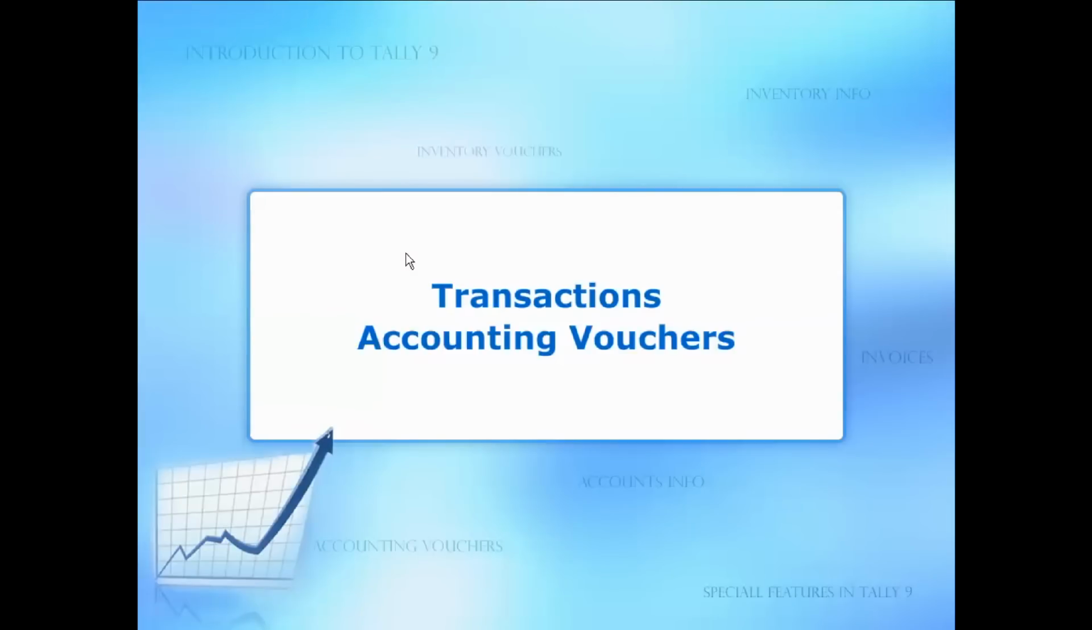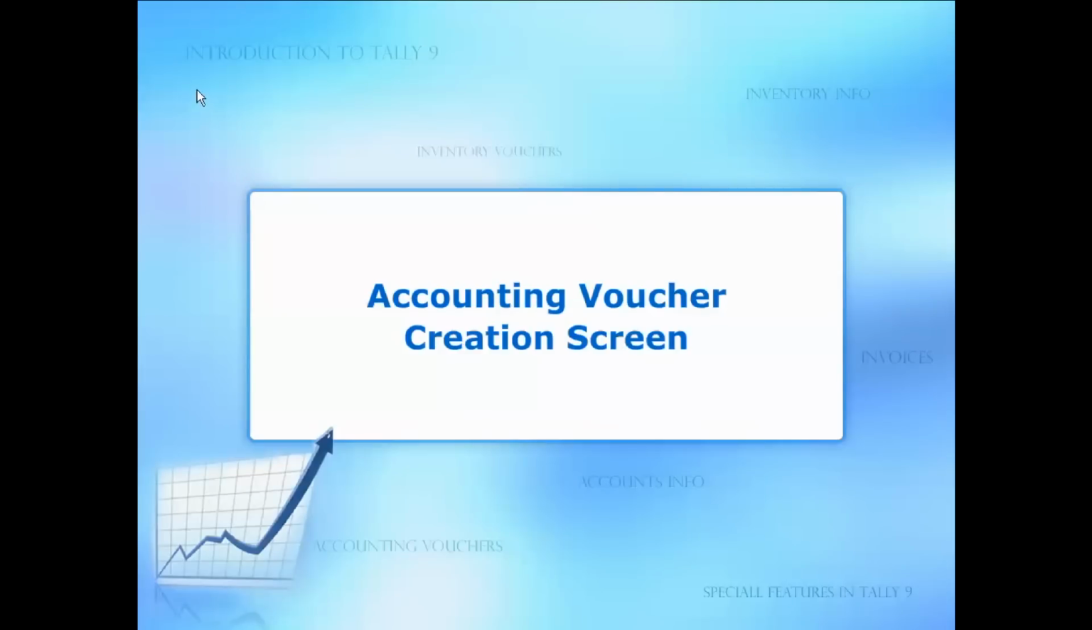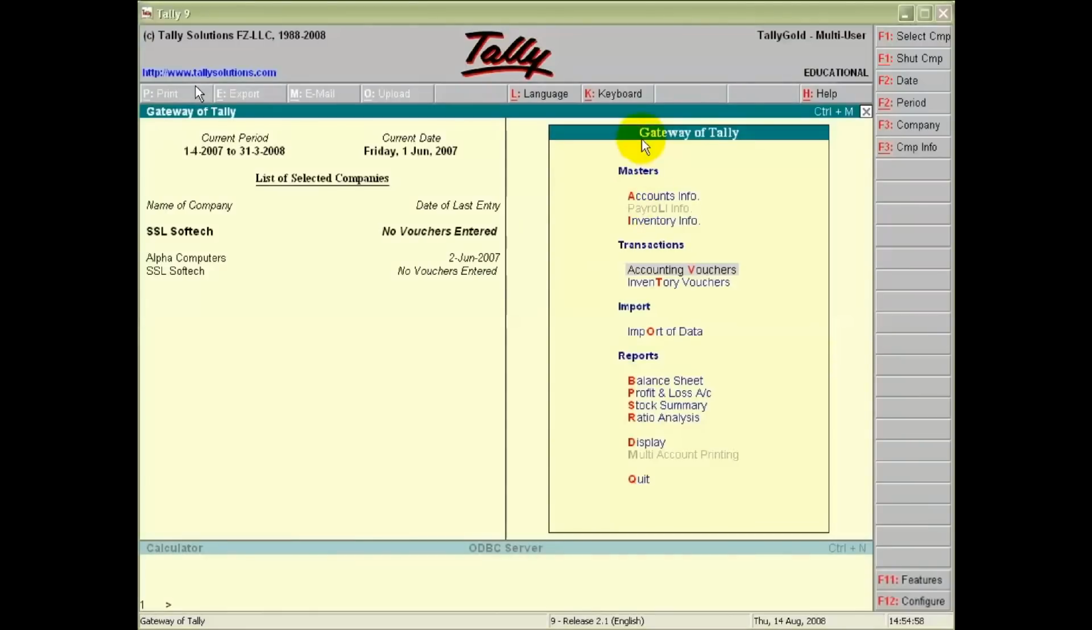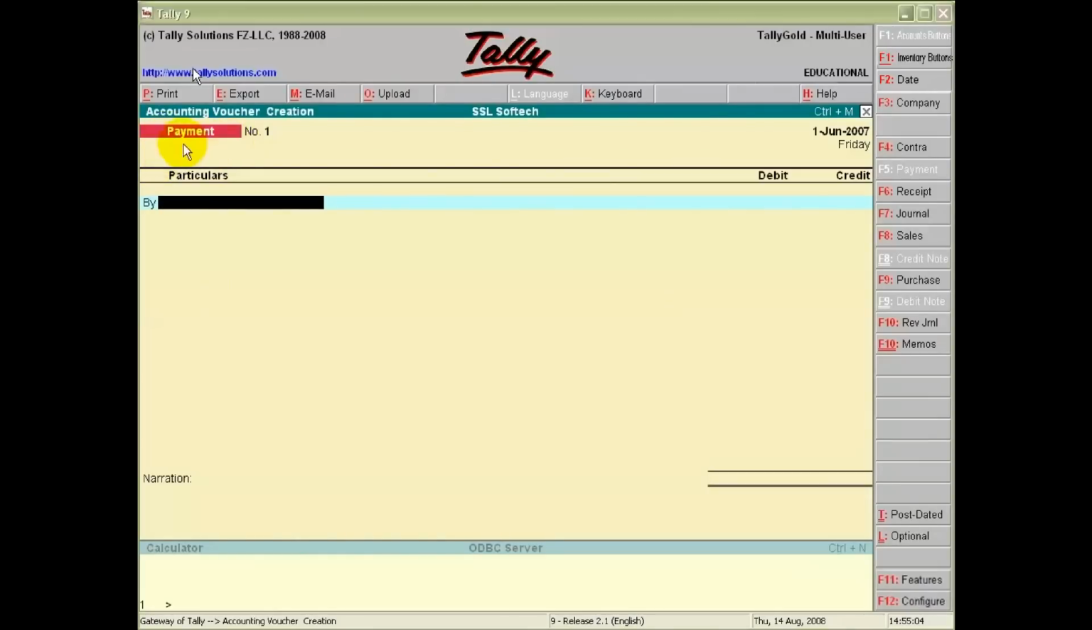Transaction. Accounting vouchers. Accounting voucher creation screen. From the Gateway of Tally, click accounting vouchers under transactions. By default, you see the payment voucher creation screen, or otherwise click the F5 payment button from the button panel.